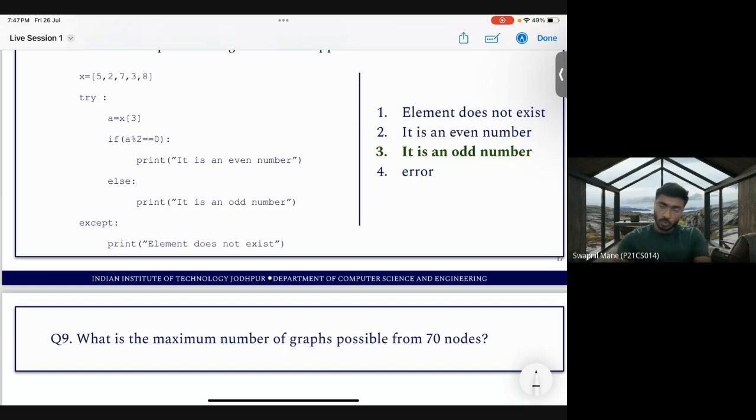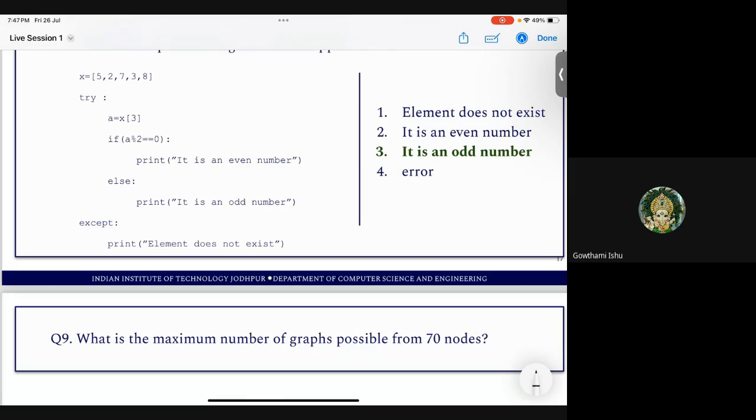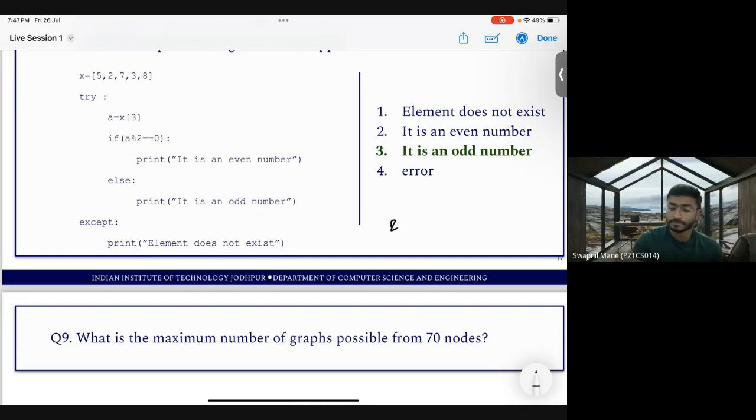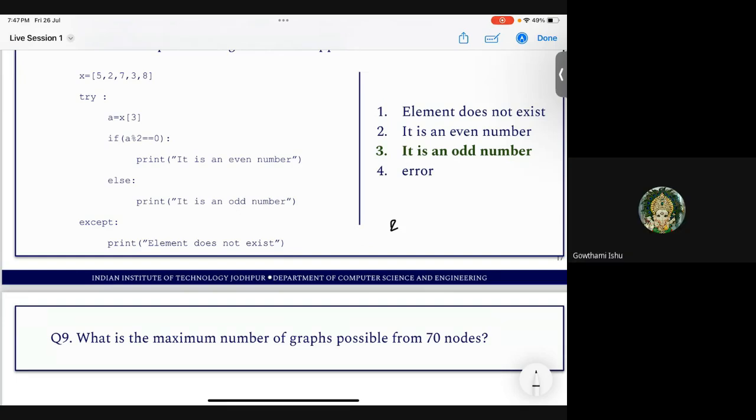Yeah, Gautami. So I just know the answer only. 2 to the power of 70 by 2, but I don't know the reason. Yeah, you are saying 2 to the power of 70 by 2, and the base is something, sir. I don't know exactly.